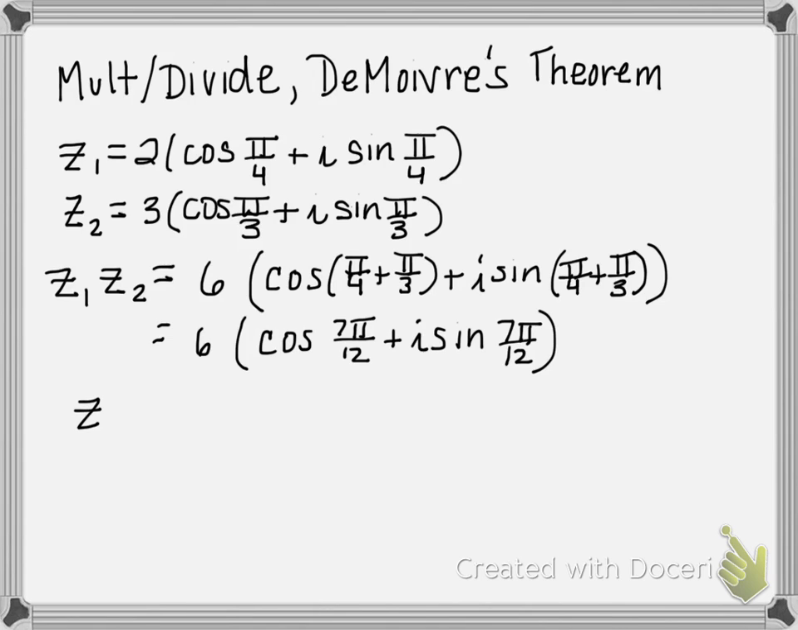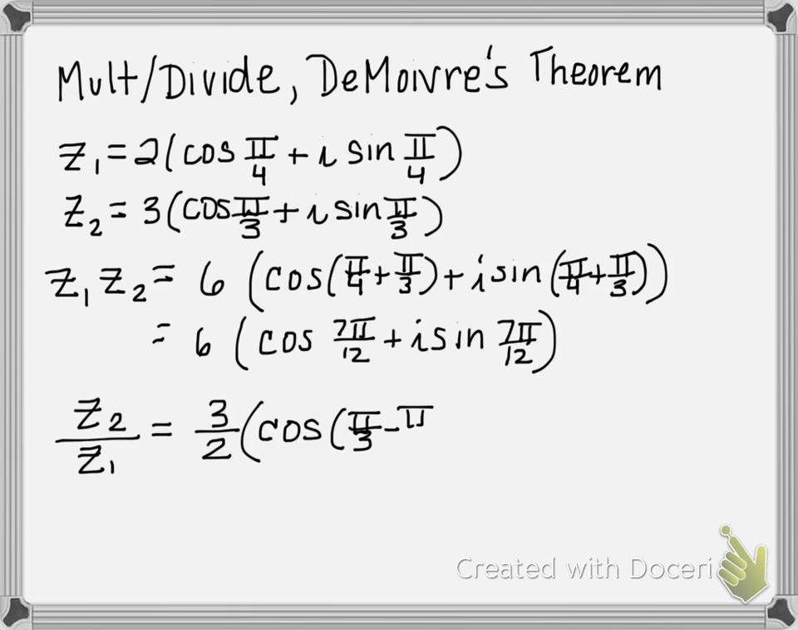All right, now let's do z2 divided by z1. So this is a division problem, and then I divide the real parts. So I've got z2 over z1, which is going to be 3 over 2, and I am going to do cosine of z2 is pi over 3, so pi over 3 minus pi over 4, and then we'll get the common denominator and combine those.